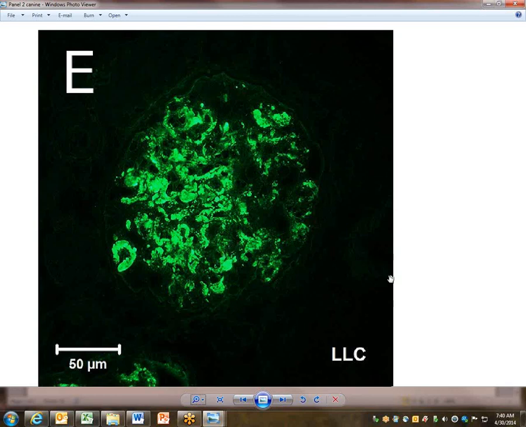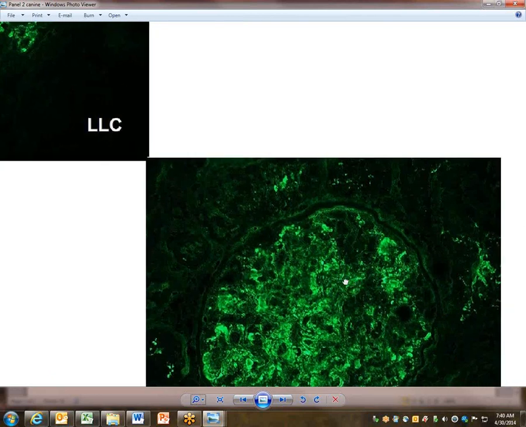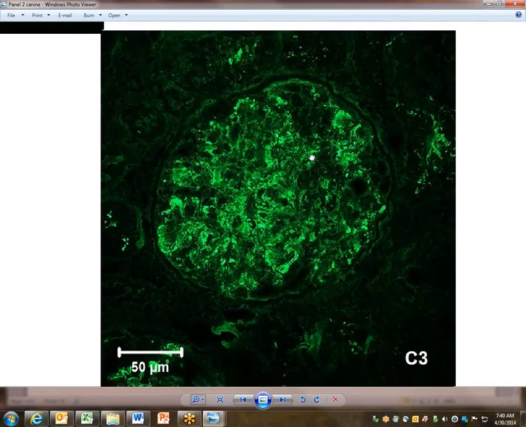The diagnosis for this case is actually mesangioproliferative glomerulonephritis, and the C3 mirrors that as well. Maybe a little more capillary loop staining on the C3 than on the lambda light chain, but they're both there.